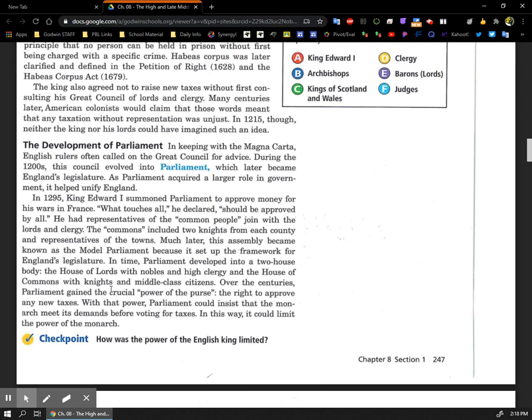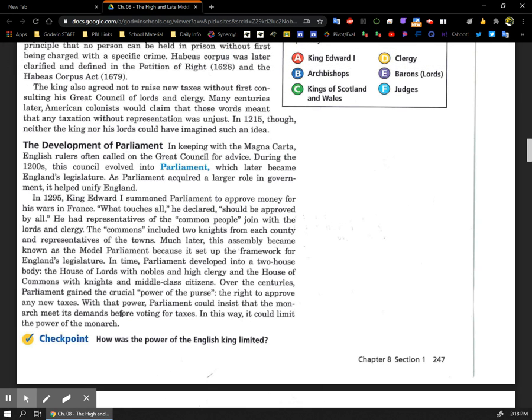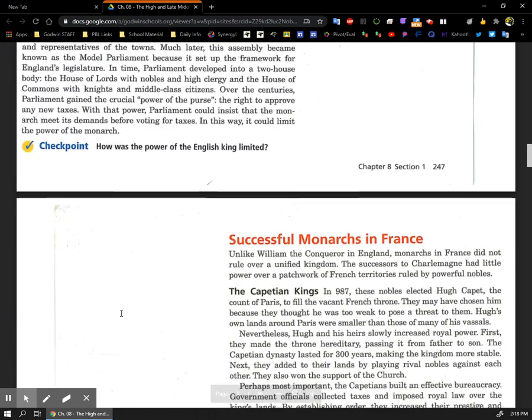Over the centuries, Parliament gained the crucial power of the purse, which is the right to approve any new taxes. With that power, Parliament could insist that the monarch meet its demands before voting for taxes. In this way, it could limit the power of the monarch.